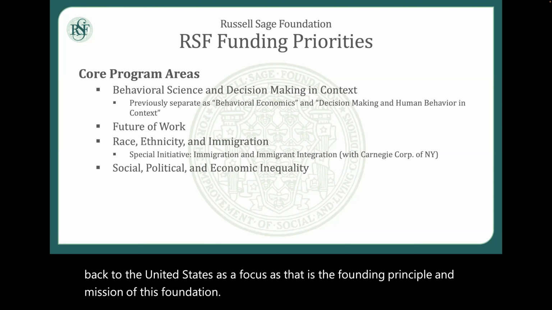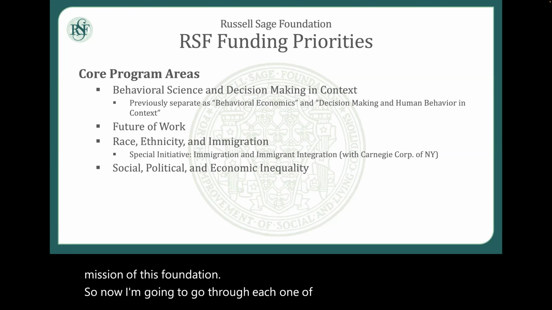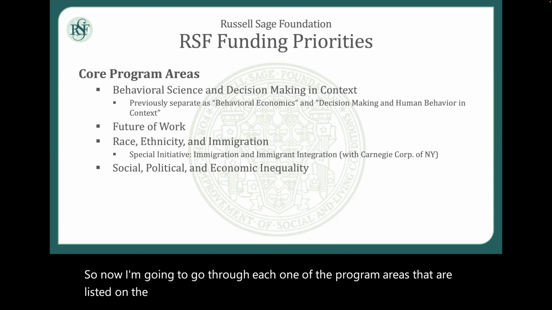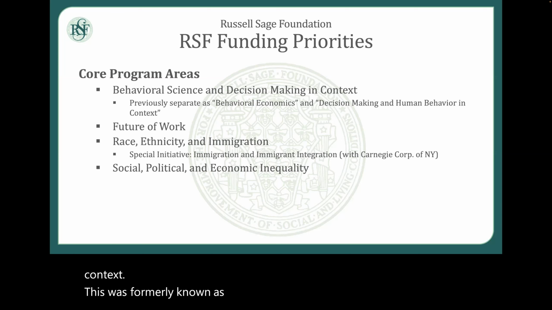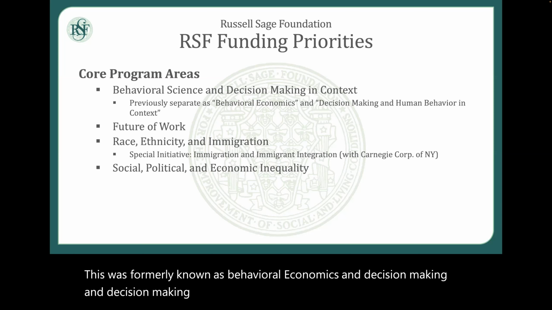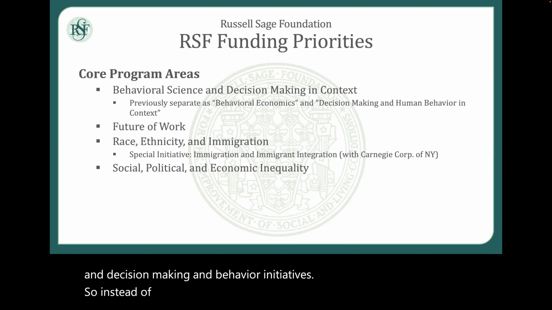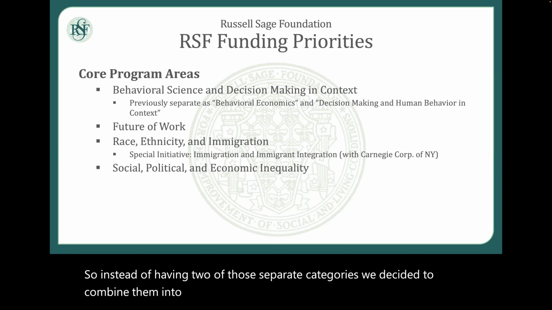So now I'm going to go through each one of the program areas that are listed on the screen, including some special initiatives that we may be having. First off, I'm going to start with behavioral science and decision-making in context. This was formerly known as behavioral economics and decision-making and human behavior initiatives. Instead of having those two separate categories, we decided to combine them into one main program, which is now behavioral science and decision-making in context.